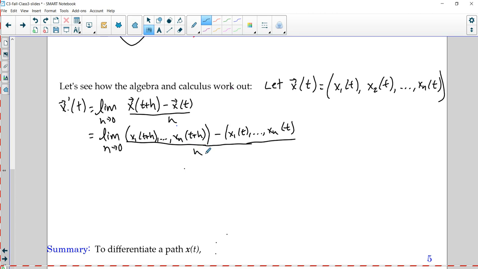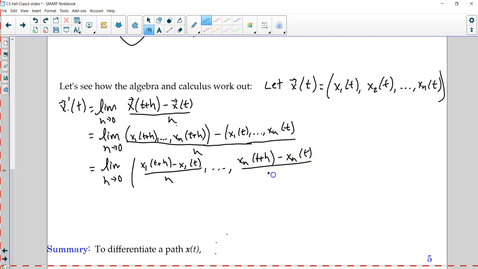Okay, well then according to vector subtraction, I subtract the components, so this is the limit as h approaches 0, and then let's see, I'm actually going to do a couple things at the same time. This is x1 of t plus h minus x1 of t all over h, etc., through xn of t plus h minus xn of t all over h.